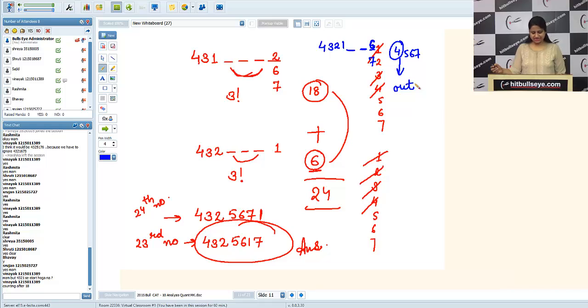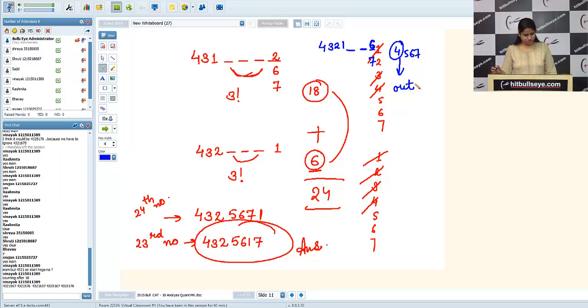Because if you take a number which is starting with 4, 3, 2, 1, you have taken 4 places and you are left with only 3 places. The unit place cannot be 5. That's why the unit place can be 6 or 7. And for the remaining 2 places, you have factorial permutations. That's why there are 4 choices.